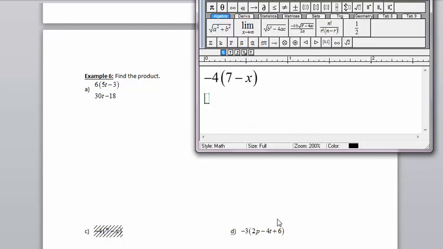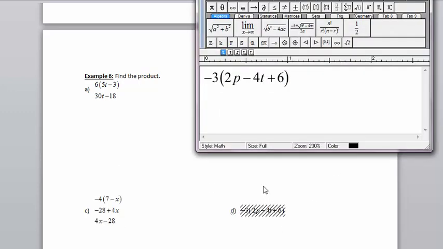If I multiply the negative 4 into this parenthesis, negative 4 times 7 is negative 28, and negative 4 times negative x, two negatives make that a positive 4x. My last step here is to use the commutative property to rewrite these in the order that's going to have the x first. So we'll write it as 4x minus 28.